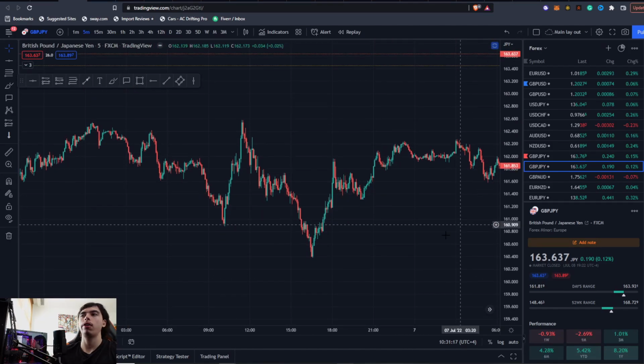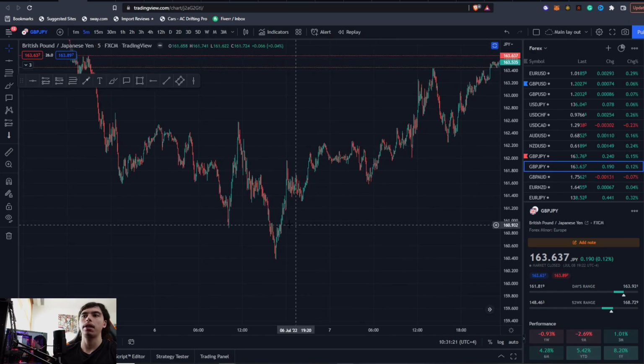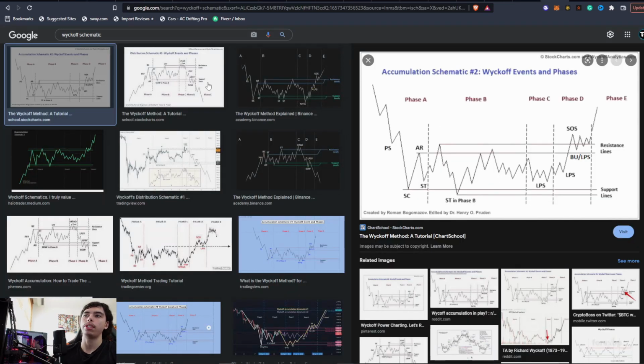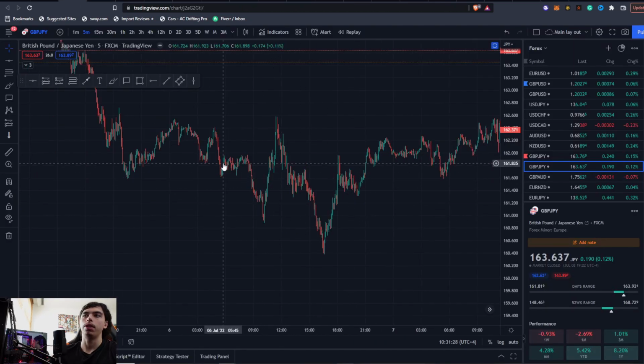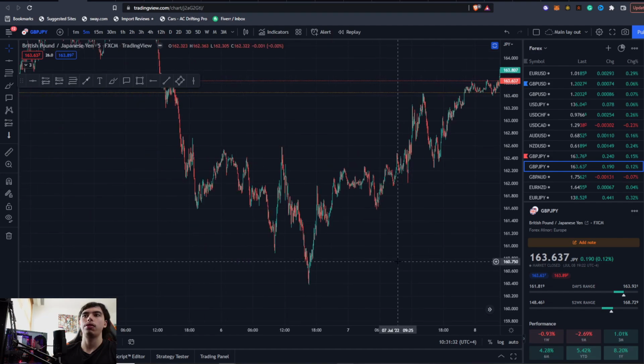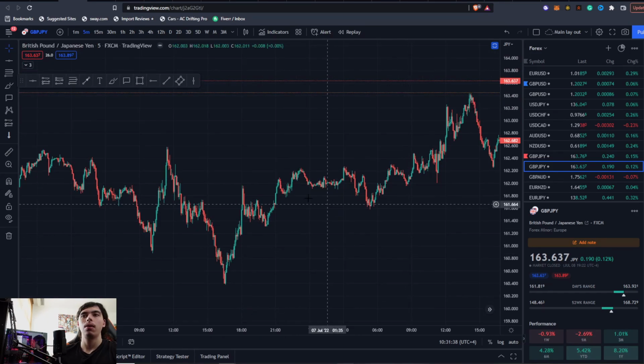Is this Wyckoff? Maybe. Coming from a downtrend here, come back. But there has to be a retest to here, right? You can see there has to be this retest. Is there a retest? No. Is it a reversal of trend? Yes, it is a reversal of trend. What do you notice? It doesn't follow the schematic exactly. But is this a Wyckoff schematic? Well, this is something similar.